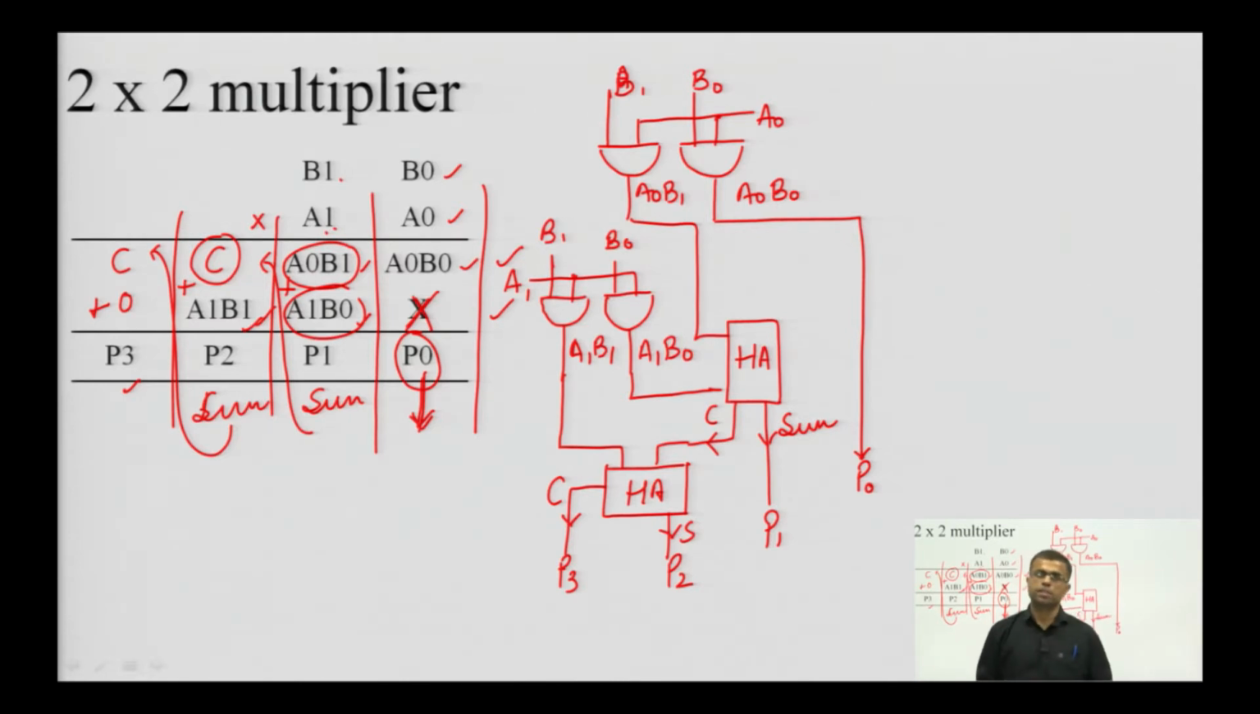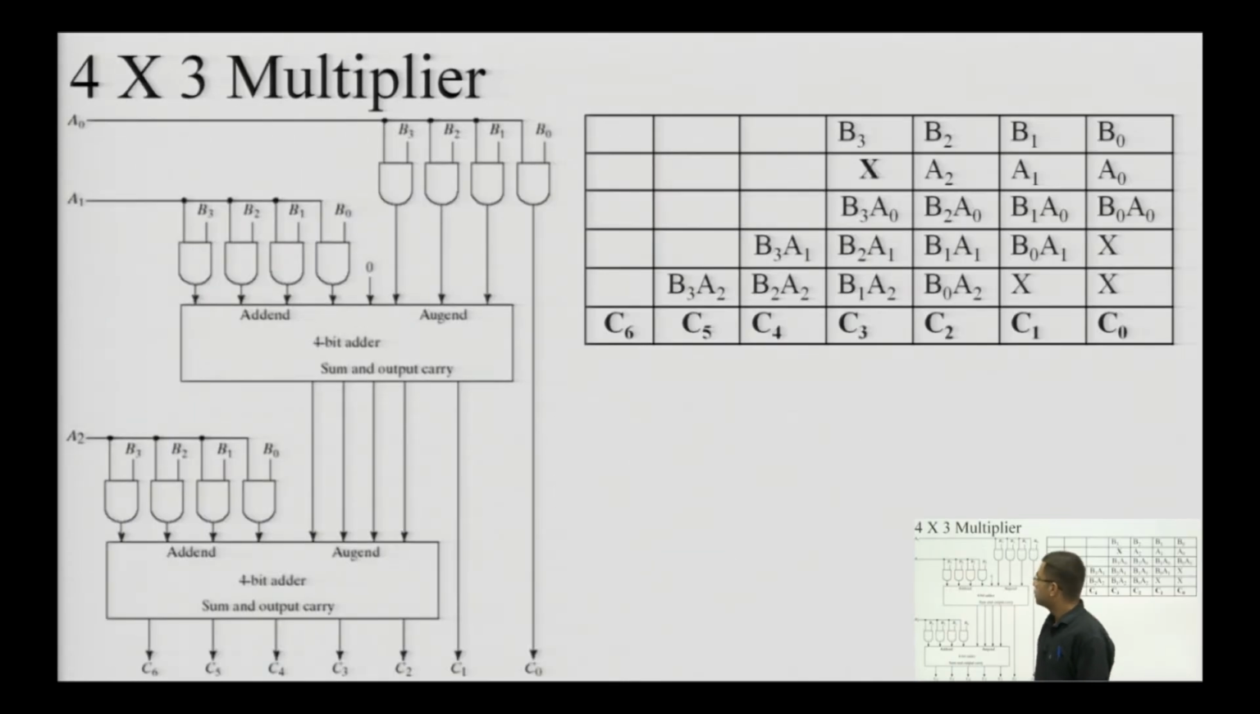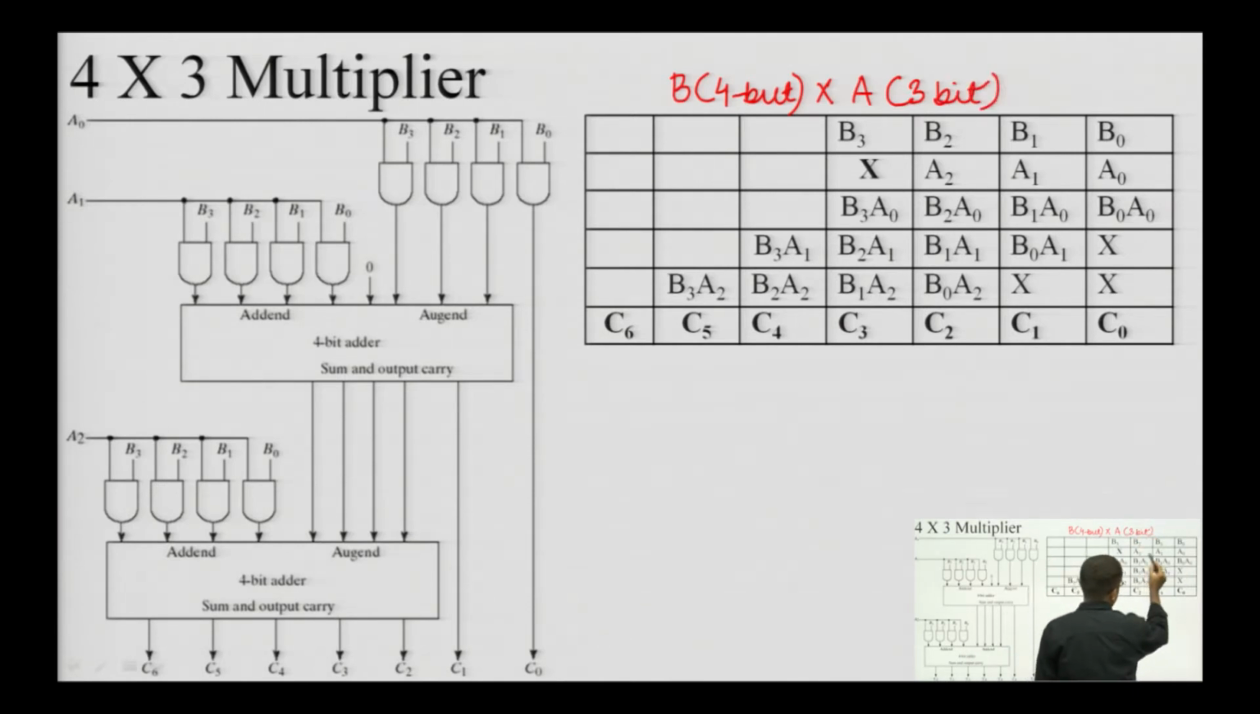Similarly, this concept can be extended to any size, but to cover the possibility we are considering a 4 cross 3 multiplier. Okay. So, the 4 cross 3 multiplier, this circuit is already prepared. We will be covering that circuit part later, but first let us cover the concept part. As we can see, B is a 4 bit number, which is to be multiplied with A, which is a 3 bit number. So, A 2 A 1 A naught is a 3 bit number, B 3 B 2 B 1 B naught is a 4 bit number.